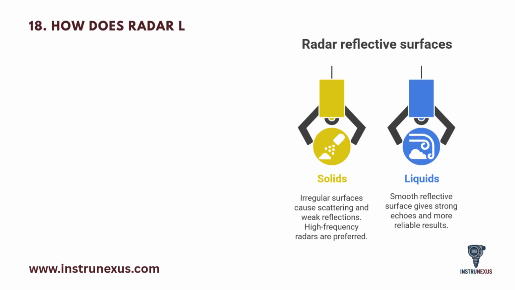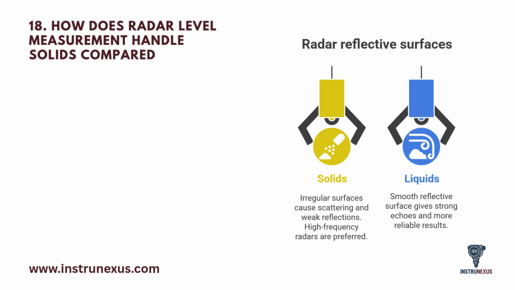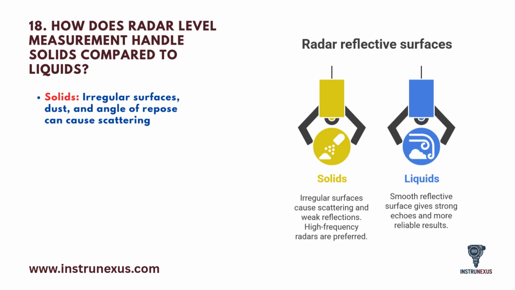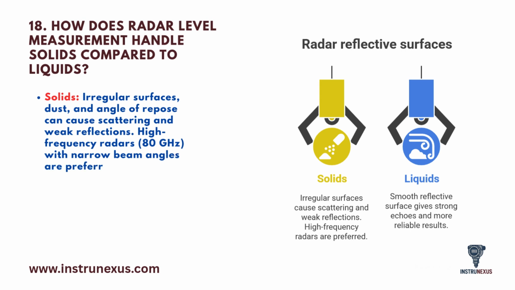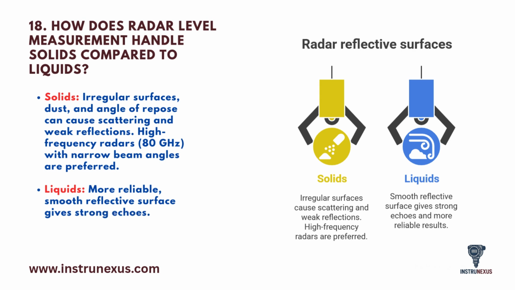How does radar level measurement handle solids compared to liquids? Solids: irregular surfaces, dust, and angle of repose can cause scattering and weak reflections. High-frequency radars, 80 GHz, with narrow beam angles are preferred. Liquids: more reliable, smooth reflective surface gives strong echoes.